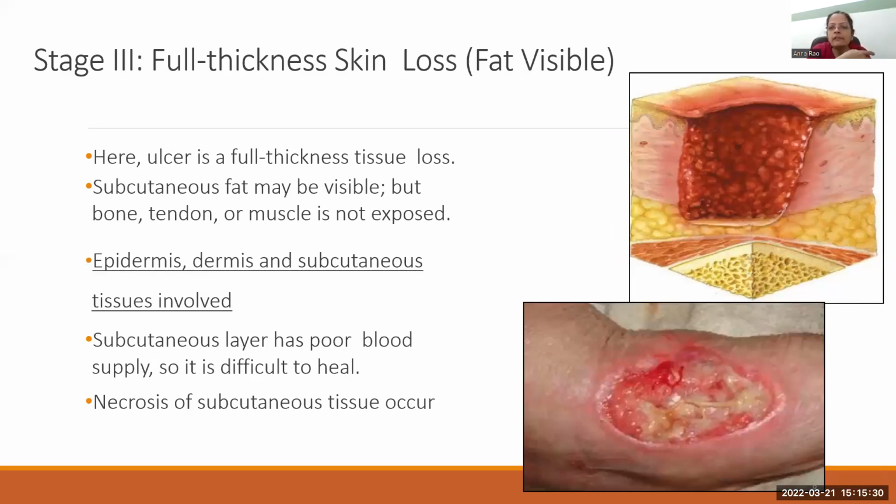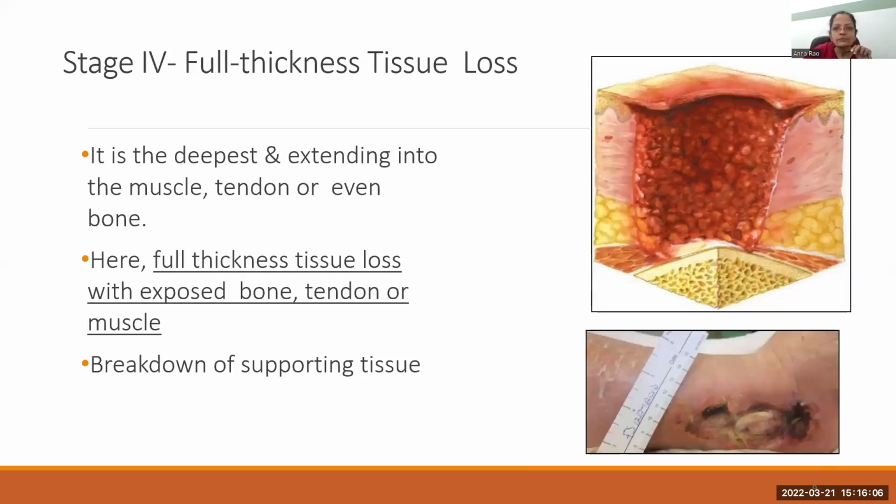Stage 3, here there will be full thickness skin loss. The fat will be visible. You can see in both the diagrams. Subcutaneous fat will be visible, but not the bone, tendon, or muscle. That will be in the next stage. Now, the subcutaneous layer has poor blood supply, so it will be difficult to heal. It will take a little longer time for healing to take place. There can be necrosis of this tissue also.